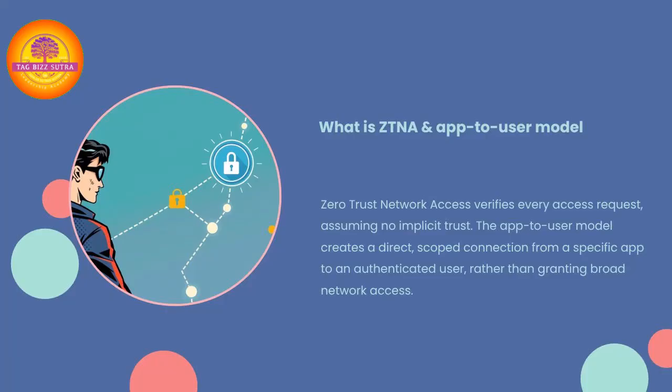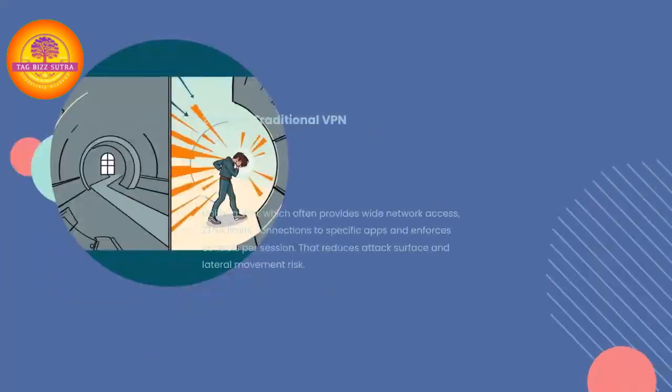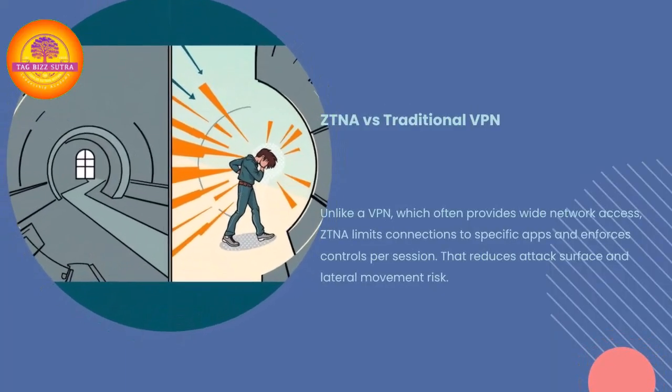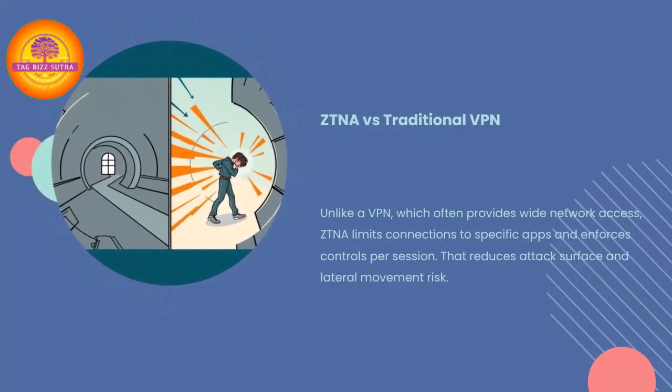The app-to-user model creates a direct, scoped connection from a specific app to an authenticated user, rather than granting broad network access. Unlike a VPN, which often provides wide network access, ZTNA limits connections to specific apps and enforces controls per session. That reduces attack surface and lateral movement risk.